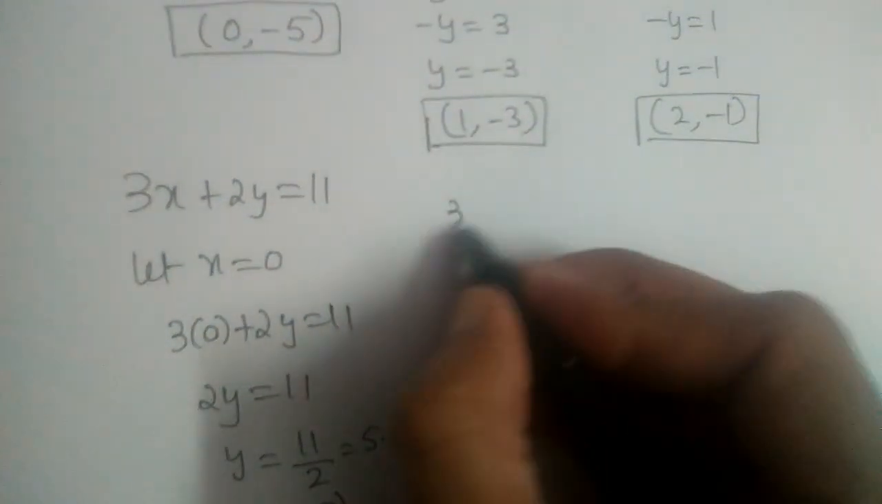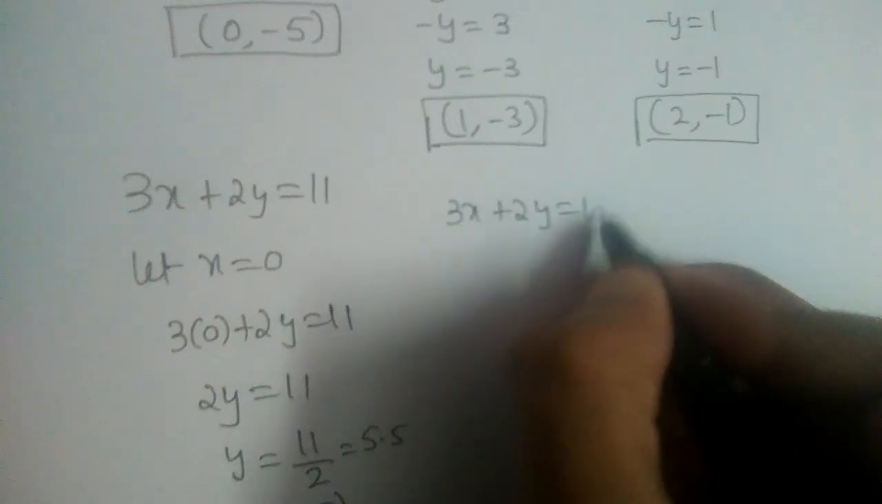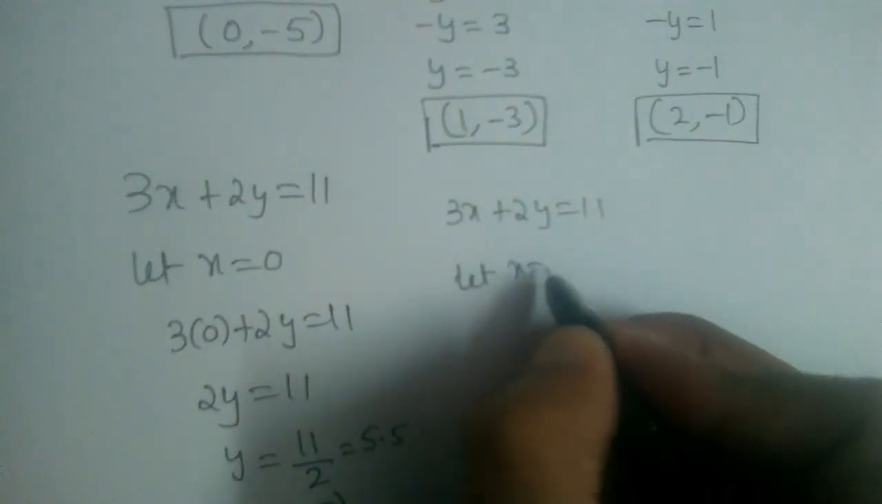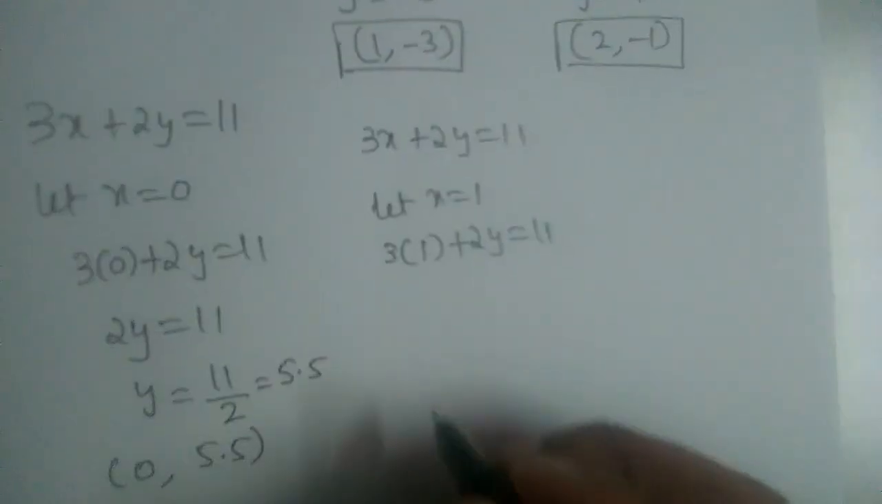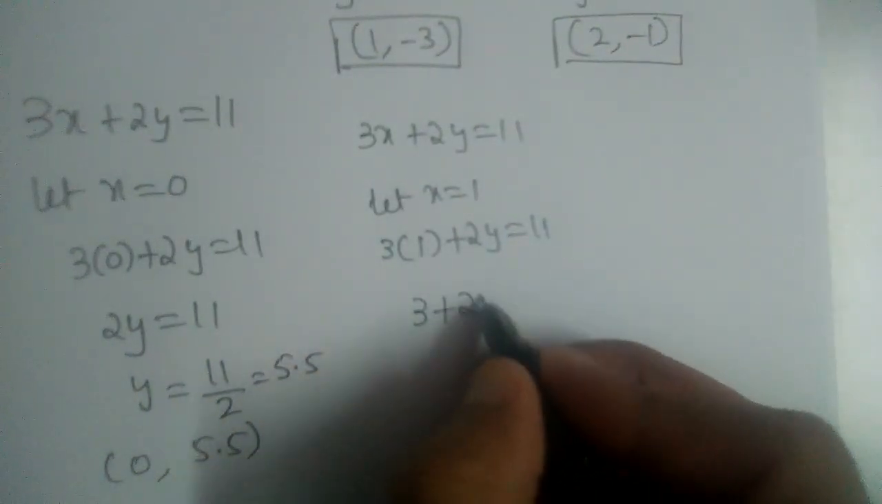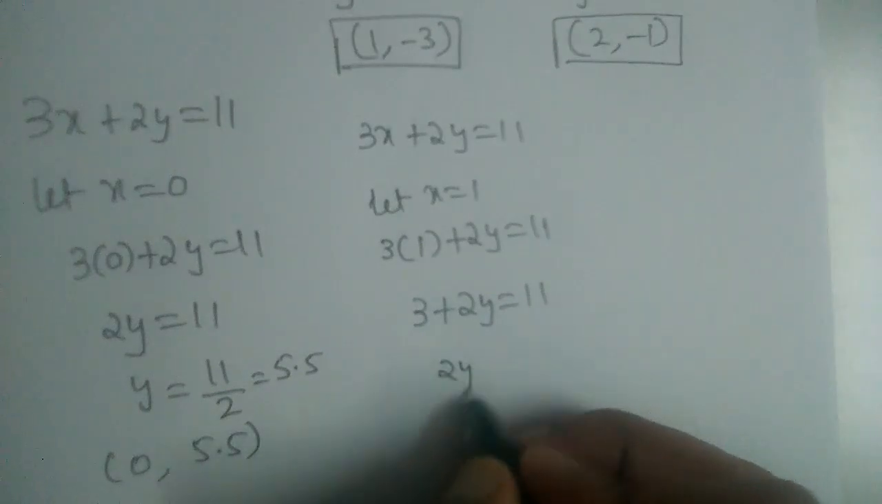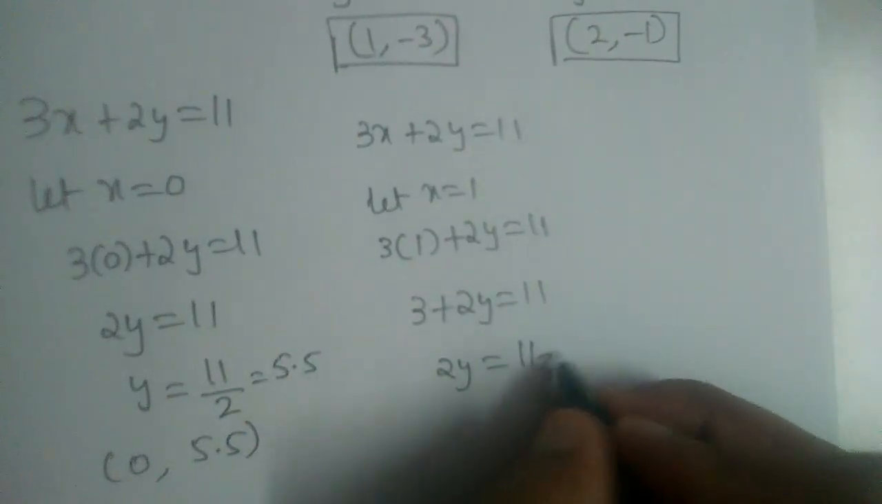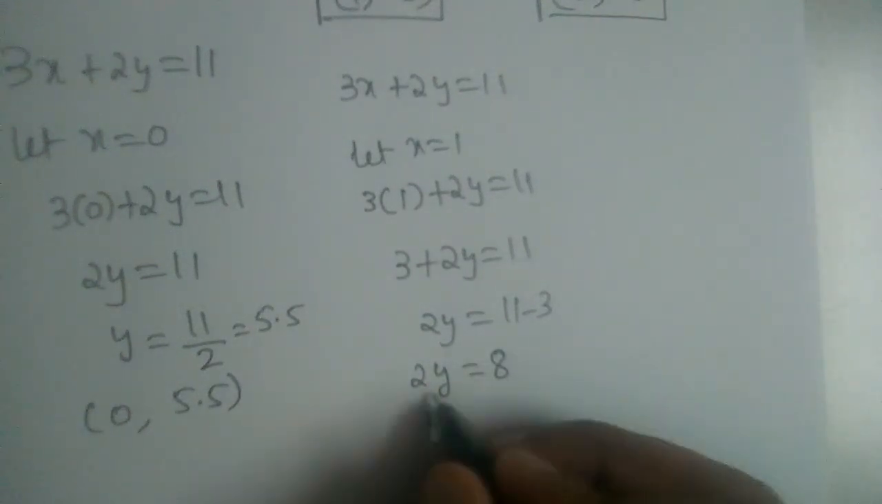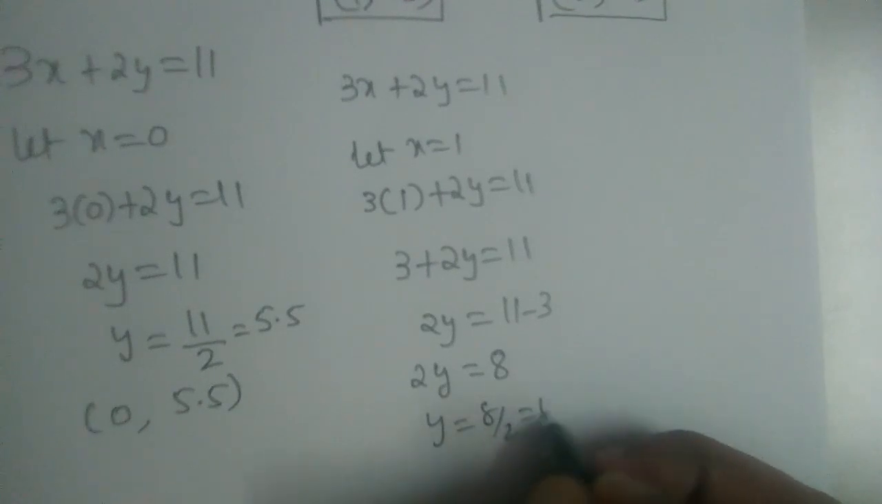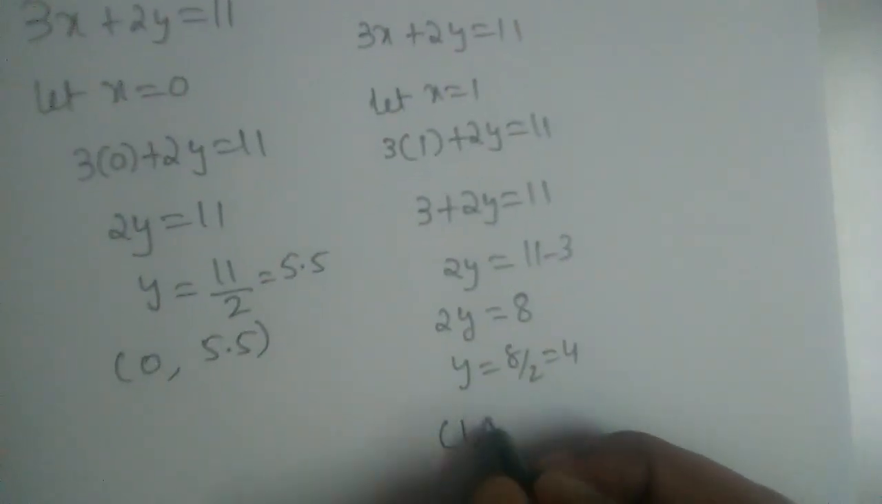Now let us substitute x is equal to 1. So this is 3 into 1 plus 2y is equal to 11. So 3 ones is 3 plus 2y is equal to 11. So 2y is equal to, 3 goes on the other side, becomes minus, right? So 2y is equal to how much? It is equal to 8. Y is equal to 8 by 2, 4. So 1 comma 4. Second point we got it.